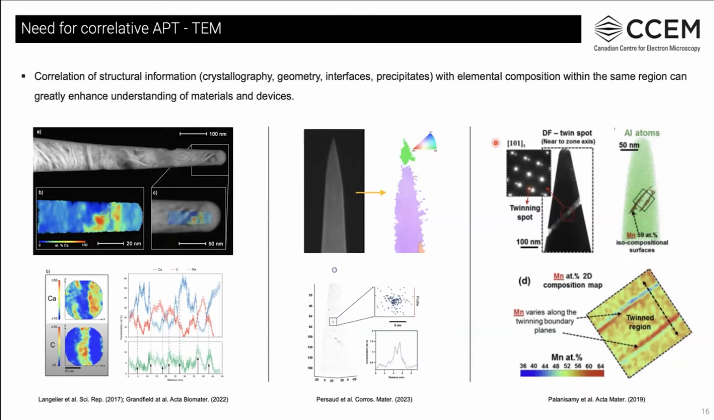And the final example is some correlative work done by workers from the Max Planck Institute on an aluminum manganese alloy. Here they use dark field TEM and diffraction to confirm a twin region in an APT specimen, and then like with the bone example, the atom probe data complements TEM by providing compositional information, in this case to map the segregation of manganese at the twin boundary, as well as a depletion outside of the twinned region.